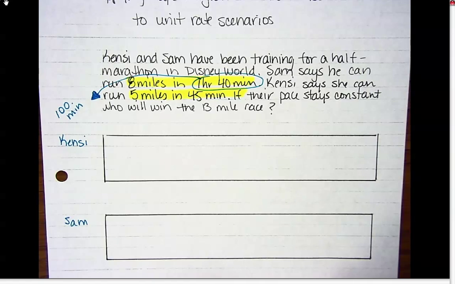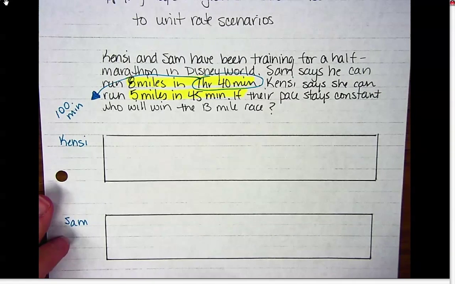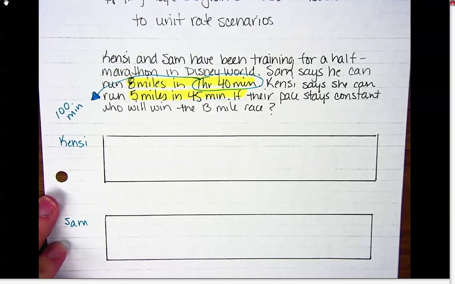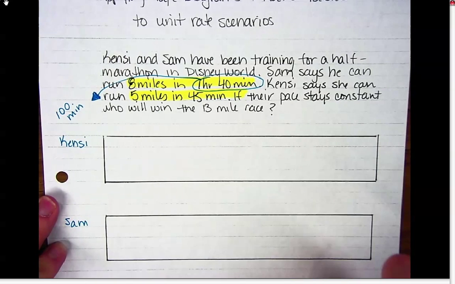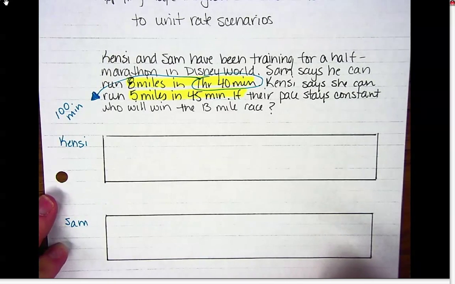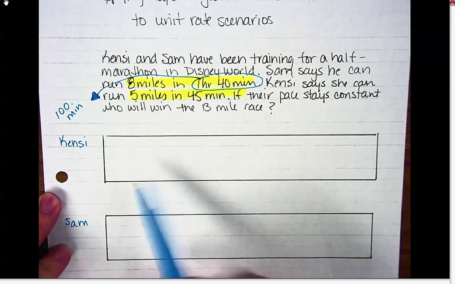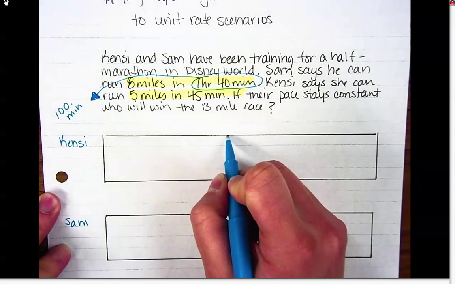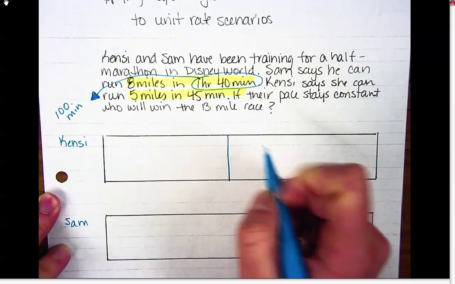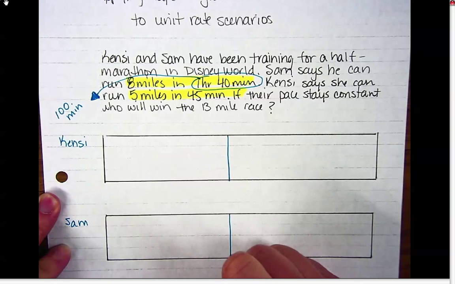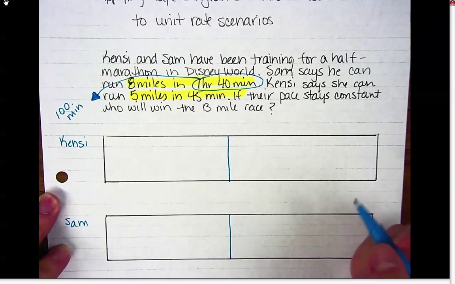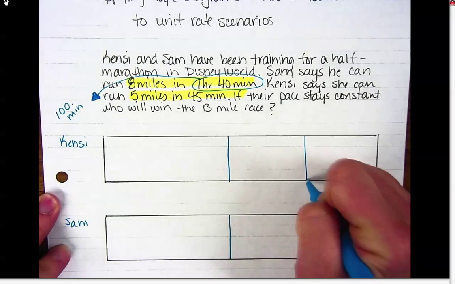I think the easiest way is to first compare the 8 miles that Sam can run, and we'll figure out what that 8 miles would be in terms of Kenzie as well. So I can easily take this tape diagram and cut it into 8 parts. That's why I've chosen the 8 also. So I'm going to cut it in half first, each of them. Then I'm going to cut it into fourths.